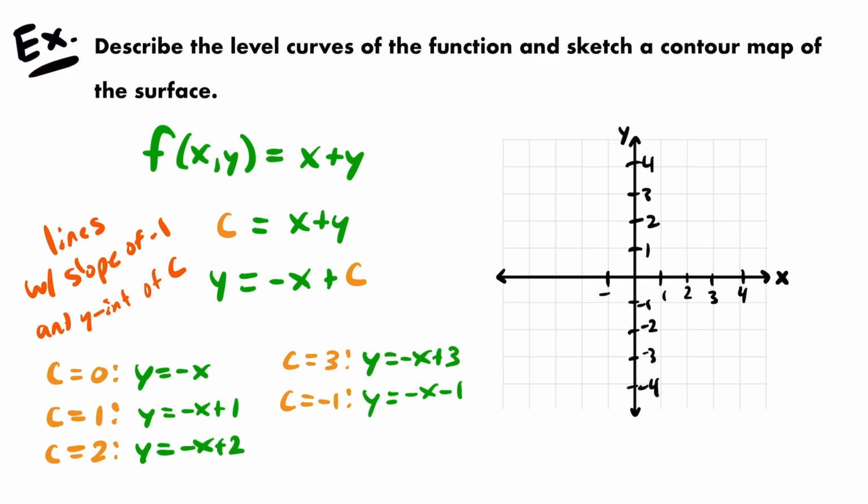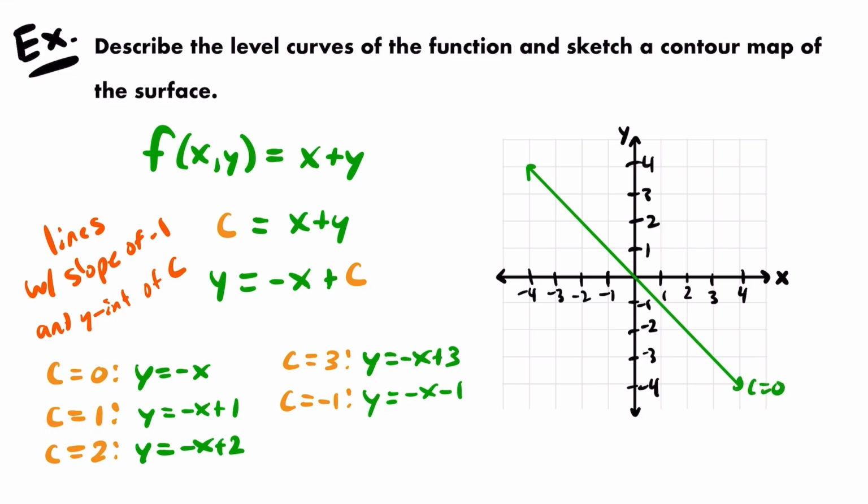And then x equals -1, -2, -3, and -4. All right, and then starting with c equals 0, the line is y equals negative x. That's just a line that cuts through the origin with a slope of -1. So that will look something like this. That would be our line, or a level curve, for c equals 0.